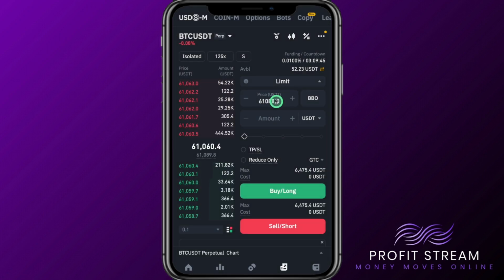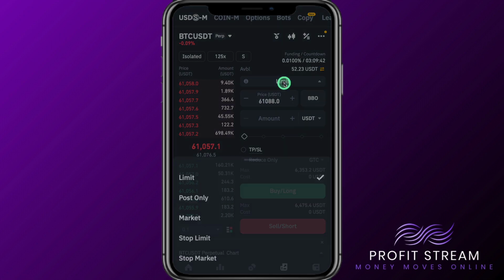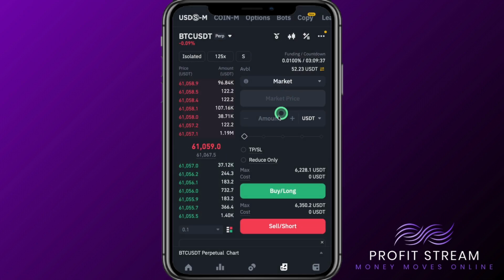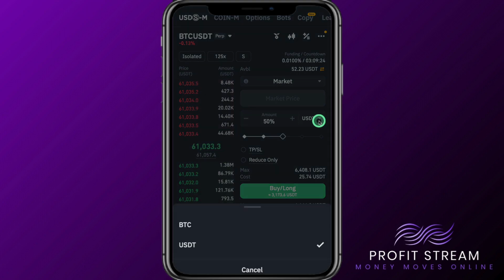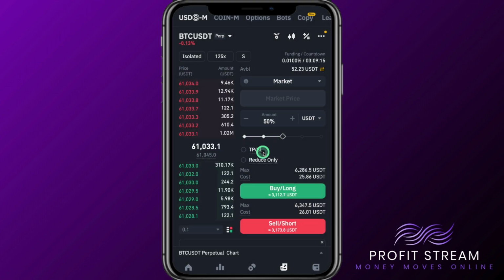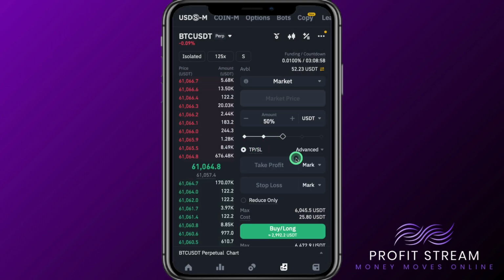Here you put in the price you want. If it's limit, if it's market, you don't put in the price. Here you put in the amount you want in USDT, or you can put it in Bitcoin. Here is your take profit and stop loss. Take profit here is, as the name suggests, you take your profit and get out of the trade when it hits a price you've put in. If you're going long, that price is above the entry price, and if you're going short, the price is lower.